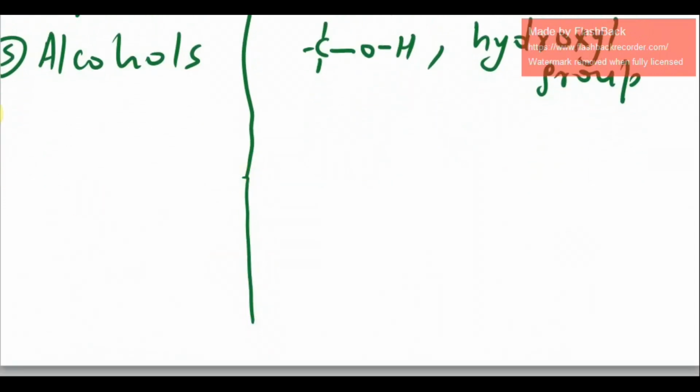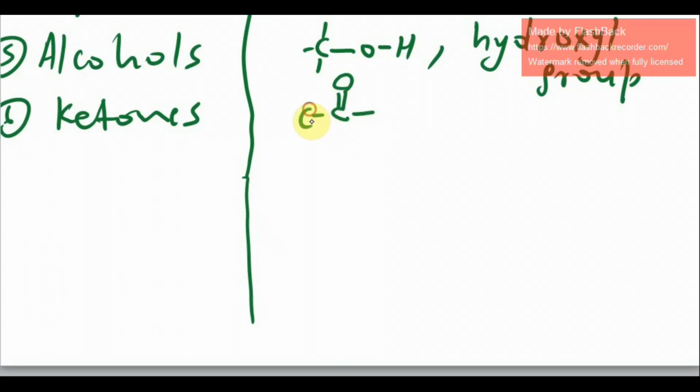Then we have number 6. I have the ketones. With the ketones, you'll see a carbon with a double bond O, and that carbon is bonded to 2 other carbon atoms. So this is the functional group of the ketones. So the carbon is between the carbons. Then you say this is a what? A ketone. This is known as a carbonyl group.